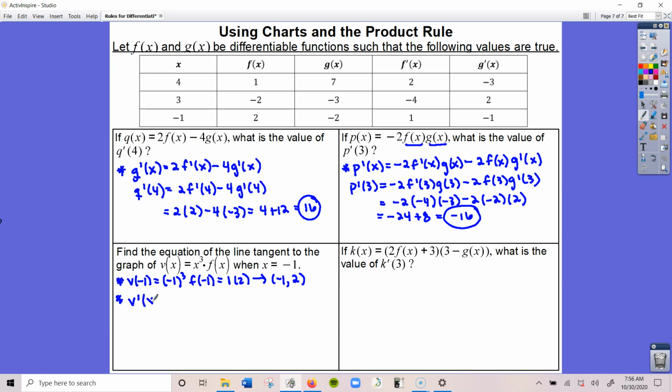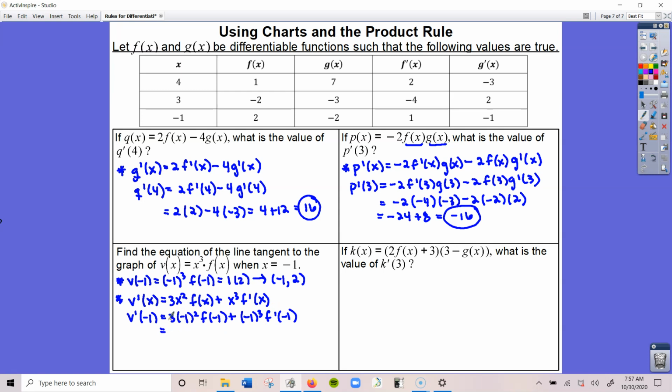So now I need to find the derivative so I can get the slope. So we need v prime of x, which would equal the derivative of the first, so 3x squared, leave the second alone, plus x cubed times the derivative of the second, which is f prime of x. Now I'm ready to plug in -1. So v prime of -1 is going to equal 3 times -1 squared times f of -1 plus -1 cubed times f prime of -1.